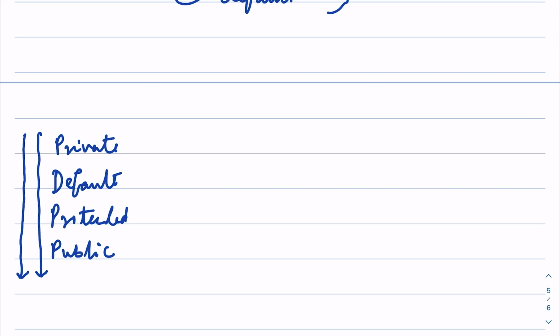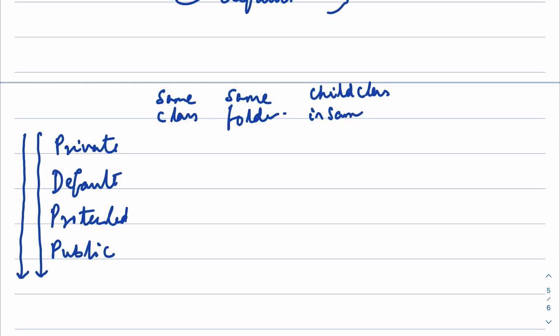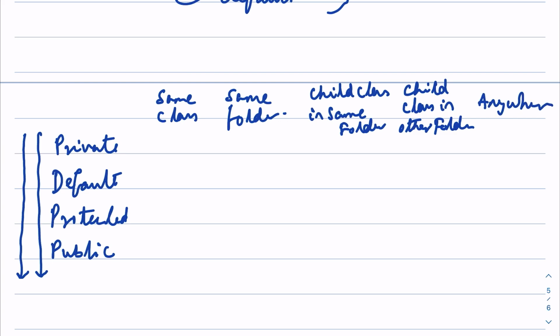So how does each behave within the same class, in the same folder, in a child class in the same folder, in a child class in another folder, and anywhere else?